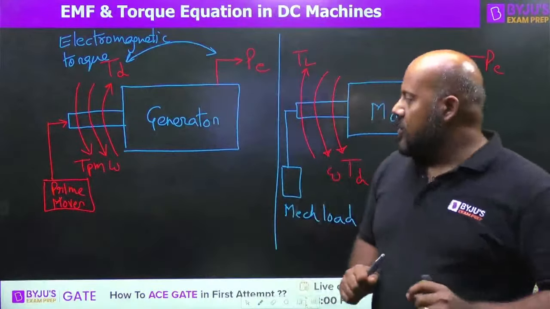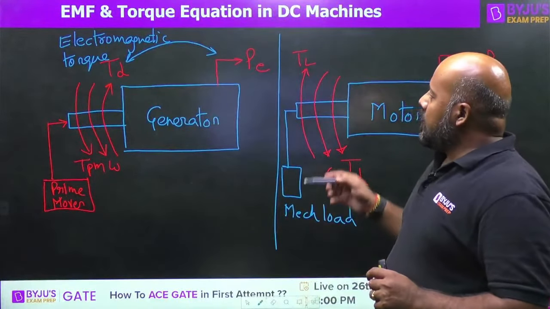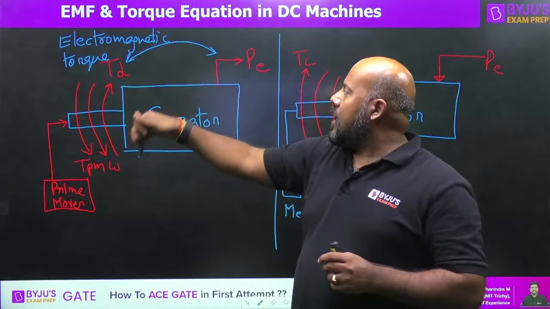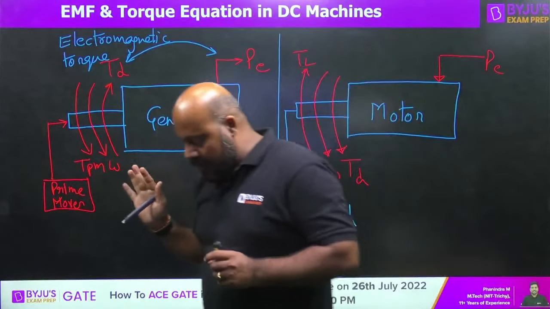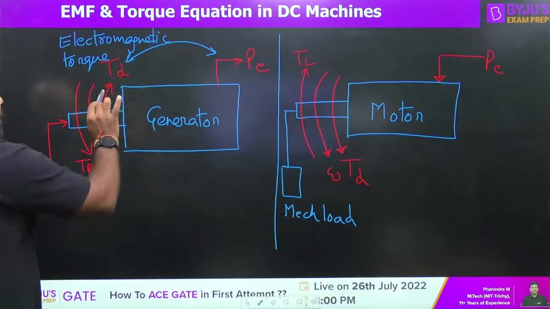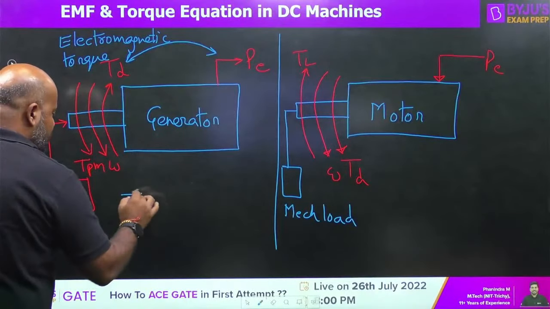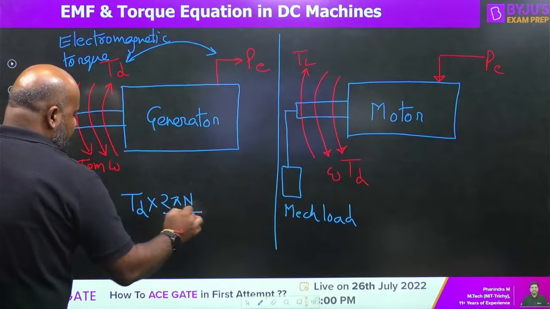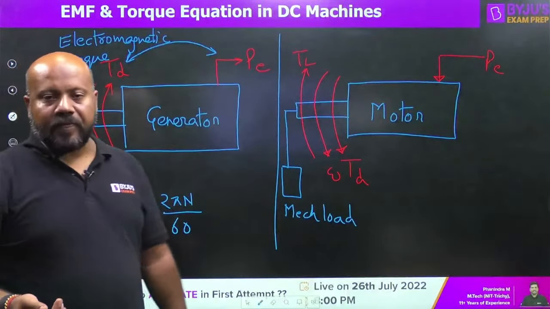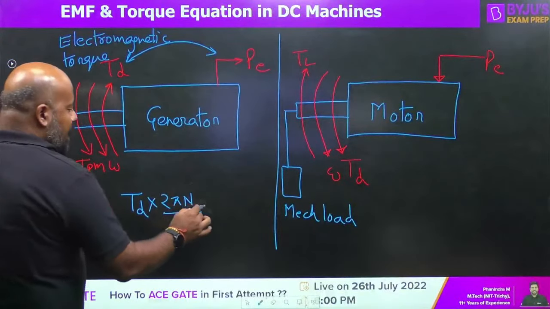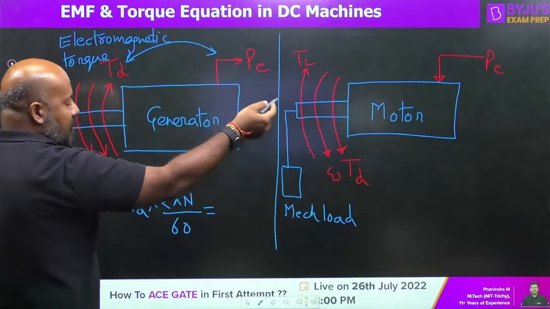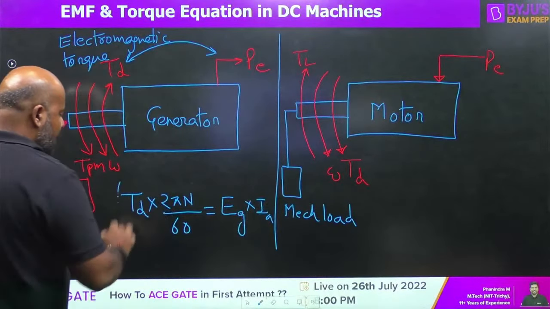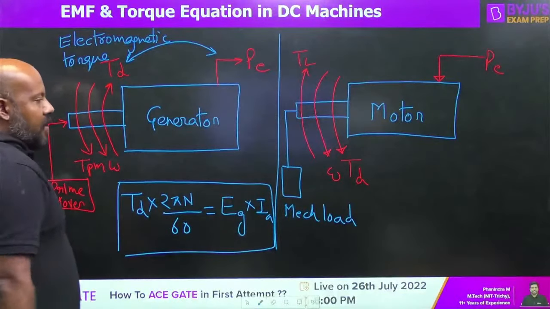Now, whether it is the case of generator or the case of motor, please try to understand. The mechanical power at the input is going to give you the output electrical power. So for the generator case, can I write this equation? This is the input mechanical power, so this is going to be Td multiplied by 2 pi n by 60. Simply I am writing omega in terms of n. This is the input mechanical energy. This is equal to what you are getting in the armature of the generator, that is generated EMF multiplied by armature current. So this is the expression you can use for the case of generator.